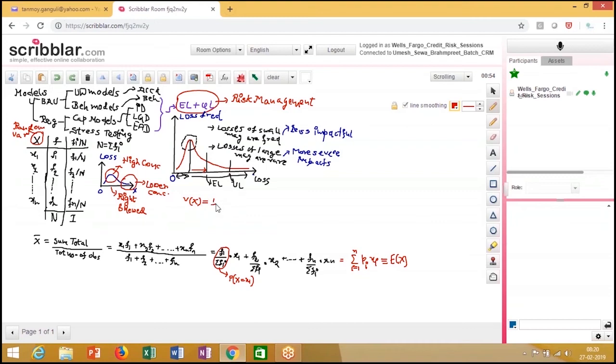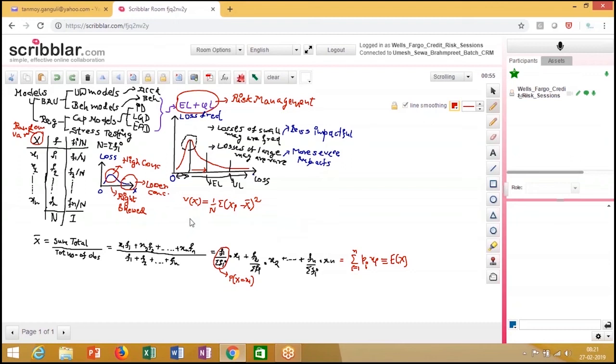So, I can say that it is 1 by N summation of (XI minus X bar) whole squares. Right? So, variance of X is a series. This variance shows the dispersion of all the XIs from the central value, right? So, the overall dispersion from the central value, the mean value, is nothing but your unexpected losses, right?